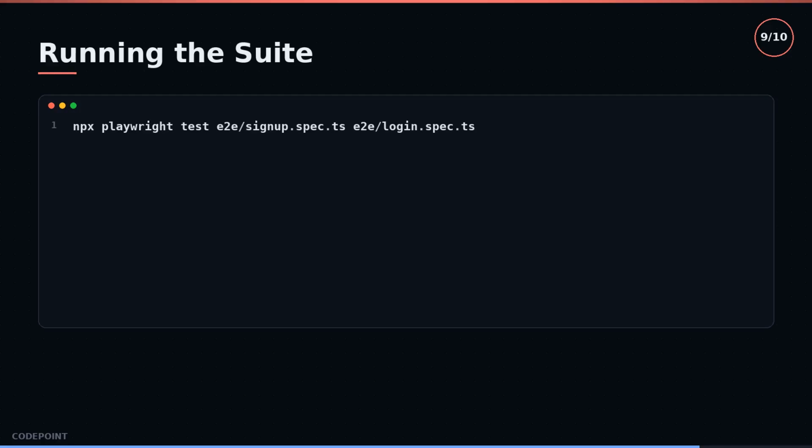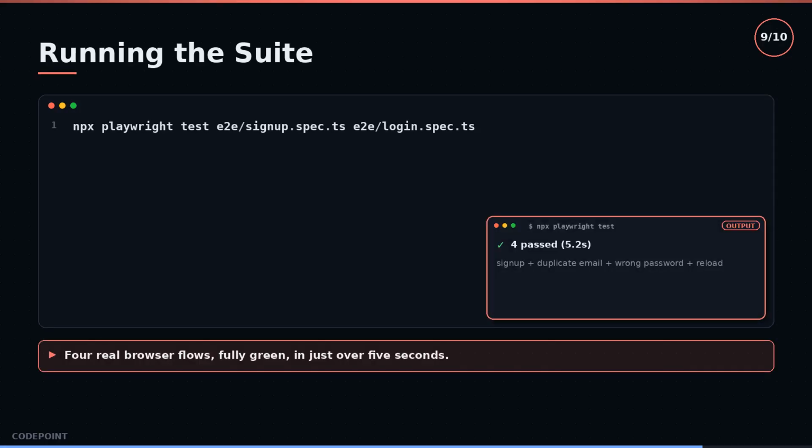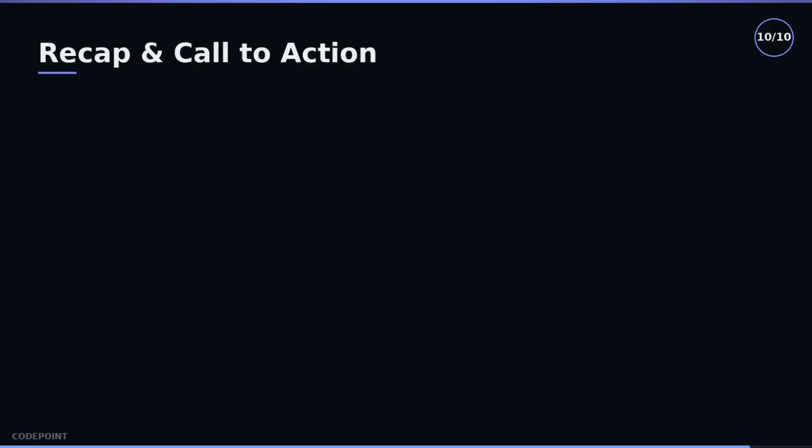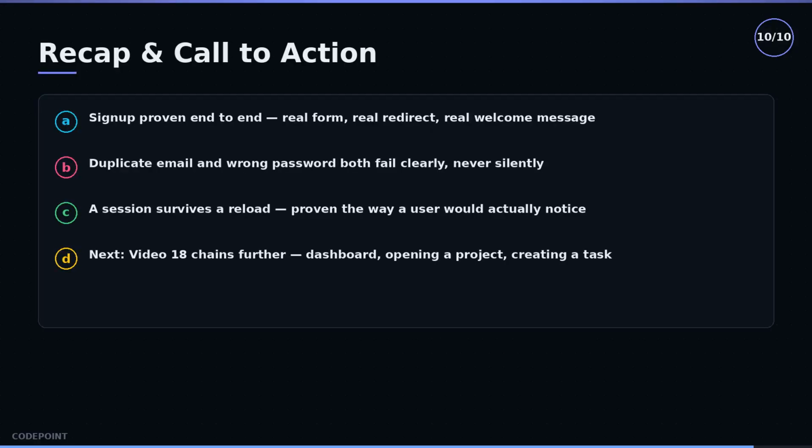Running the suite. npx playwright test e2e/signup.spec.ts e2e/login.spec.ts. Running 4 tests using 1 worker. A new user can sign up and lands on the dashboard, 1.8 seconds. Sign-up fails clearly with an already registered email, 0.9 seconds. A wrong password shows an inline error, not a crash, 0.7 seconds. A signed-in session persists across a page reload, 1.1 seconds. 4 passed, 5.2 seconds.